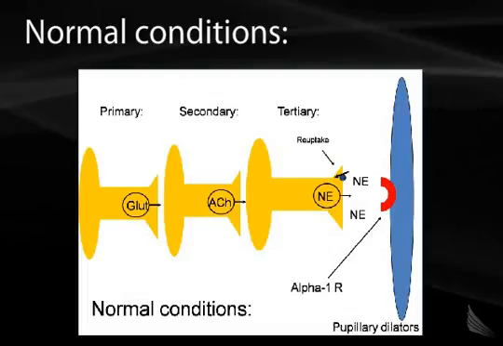That norepinephrine will bind to an alpha-1 receptor. The alpha-1 receptor is found on the pupillary dilator muscles, and when activated will cause pupillary dilation. Another important feature of this system is that the norepinephrine secreting neuron, like all adrenergic neurons, has a reuptake system which can be manipulated pharmacologically. So this is the normal course of events to cause pupillary dilation.